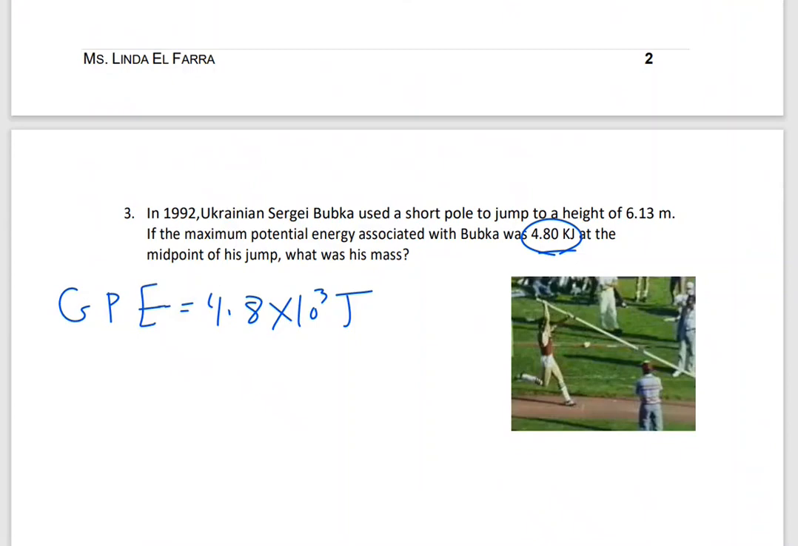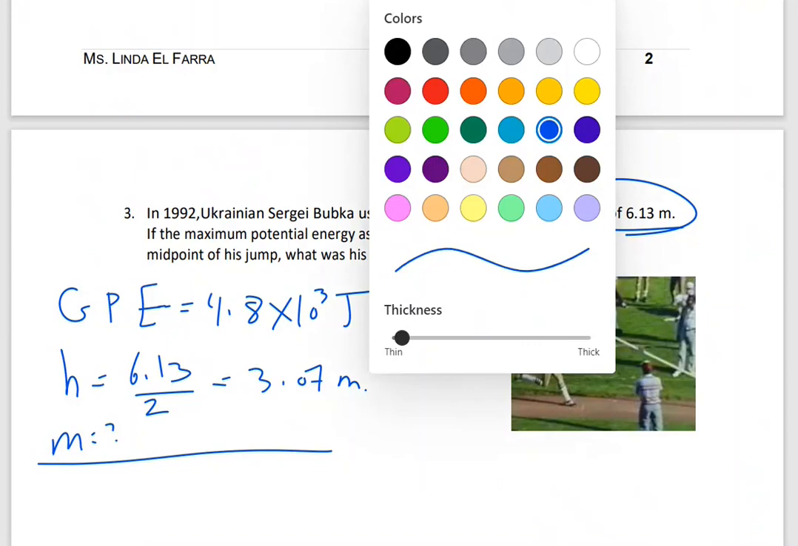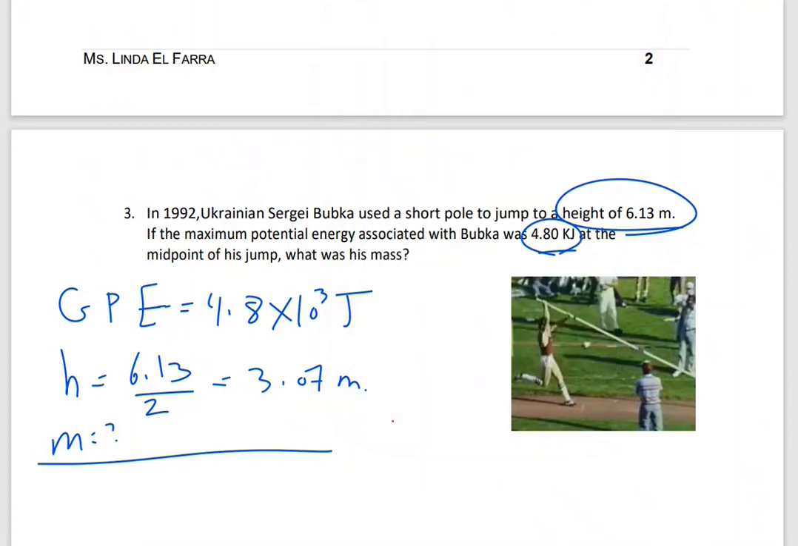Okay. At the midpoint of his jump, that means h will equal the total height 6.13 divided by 2, and this will equal 3.07 meters. At the midpoint, what was his mass? Okay, these are the givens. My units, I don't need to convert anything. All of the units are SI units.